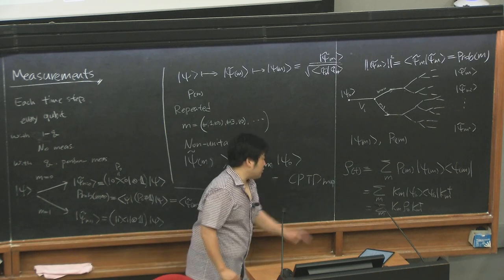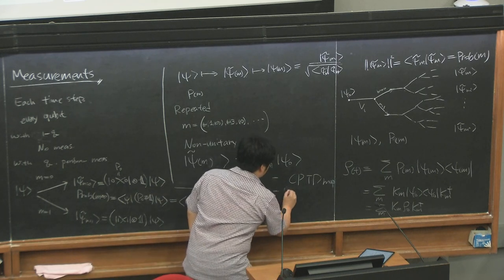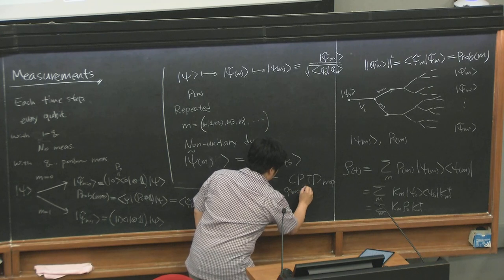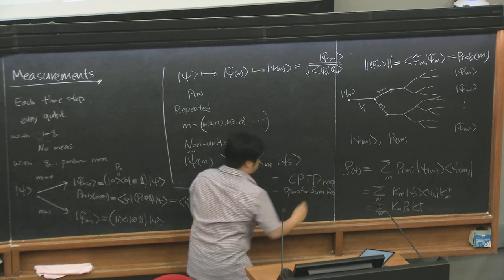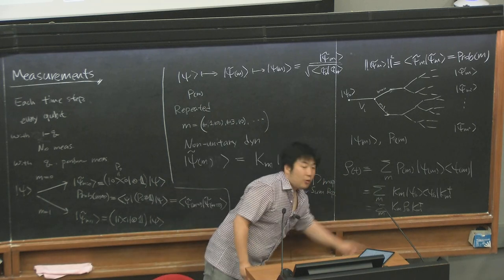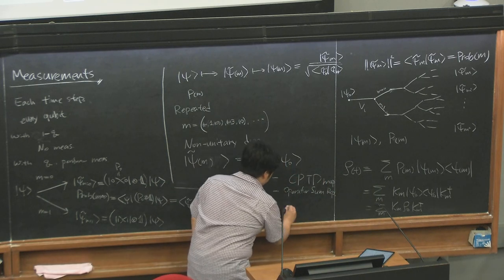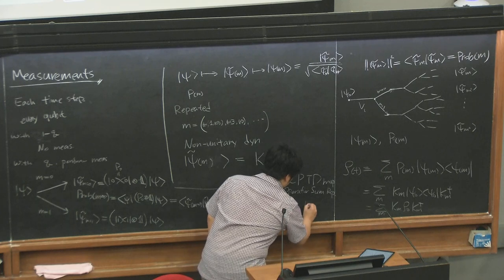This expression is also called the operator sum representation. And then this individual operator K_m has a name, it's called the Kraus operator.